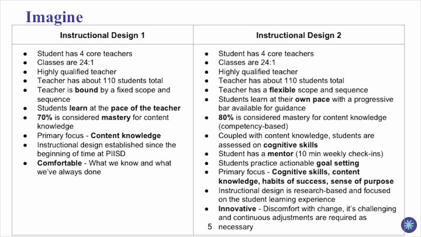In some cases, yes, there are 30 students to 1 teacher in a classroom. We always have a highly qualified teacher, that's a given. A teacher will have about 110 students for that academic school year. A teacher is bound by a fixed scope and sequence. What I mean by that is the teacher has standards, TEKs, that they need to go through in an academic year, and so the students have to move at this teacher's pace.